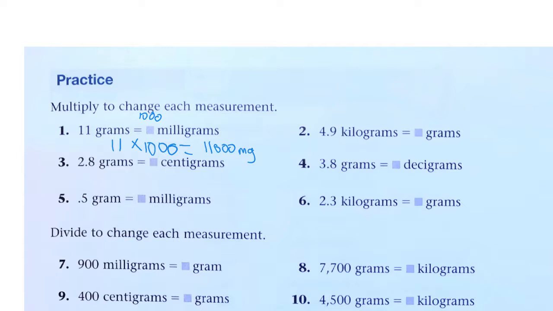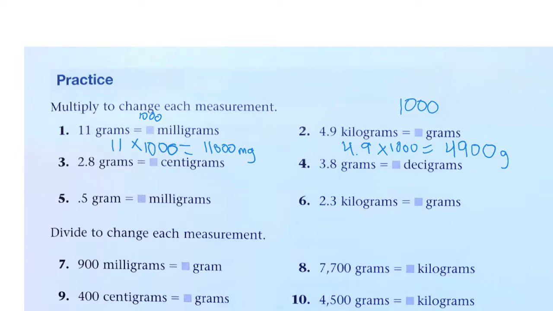Kilograms to grams. So moving from the larger to the smaller. This is also 1,000. It takes 1,000 grams to make 1 kilogram. When we have 4.9 kilograms, we can multiply that times 1,000 to see how many grams are in those kilograms, which means we're going to move the decimal place 3 times to the right. So 1, 2, 3. There's 4,900 grams in 4.9 kilograms.